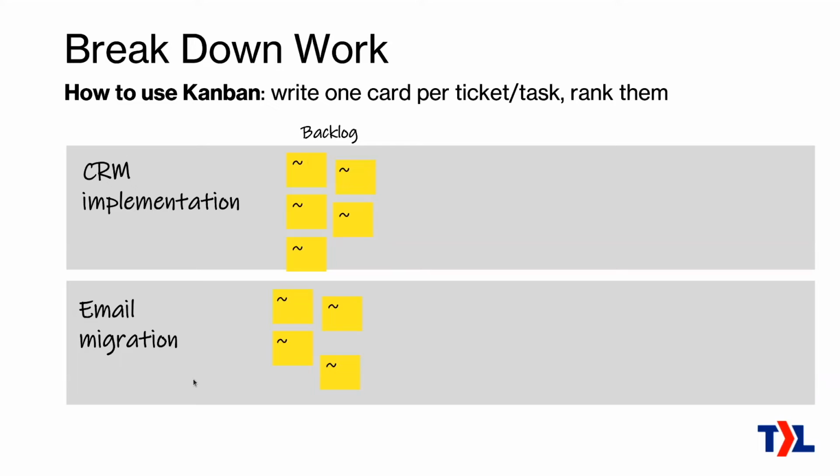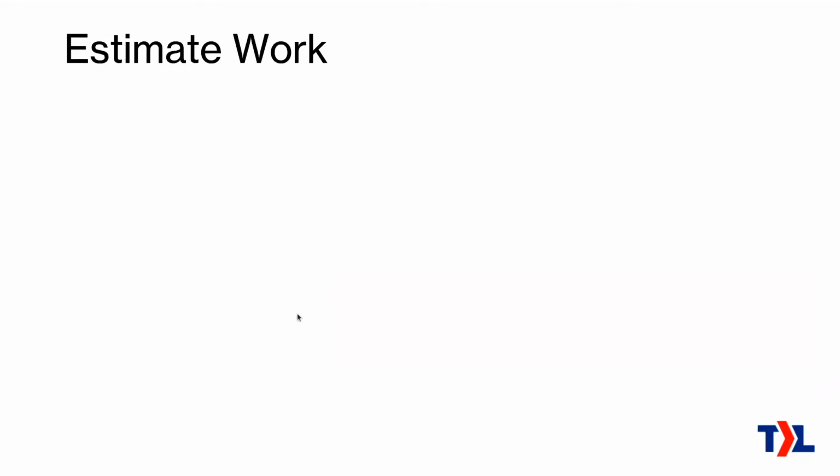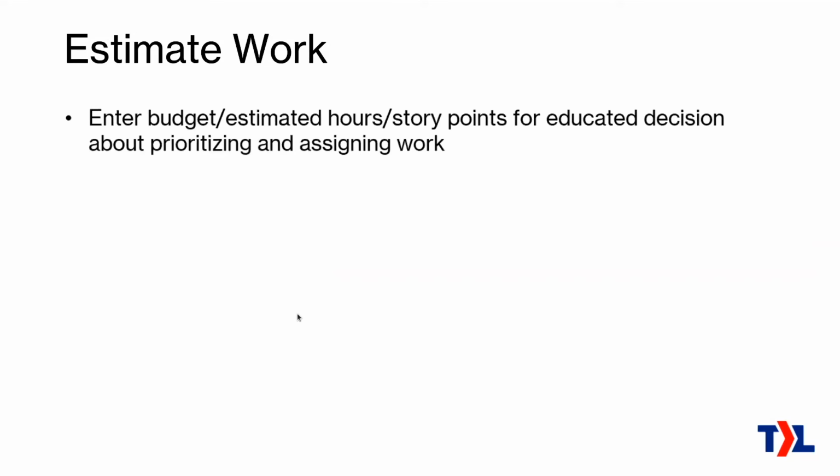So that's it for this stage, breaking down the work. Then we estimate the work. That's the next stage in our cycle. We are going to enter the budget or the estimated hours, also story points if you're using that in Scrum, for making an educated decision about prioritizing that and assigning the work. It's pretty important to be able to know how much work a certain ticket is, so you know how much might get done in a week or so.